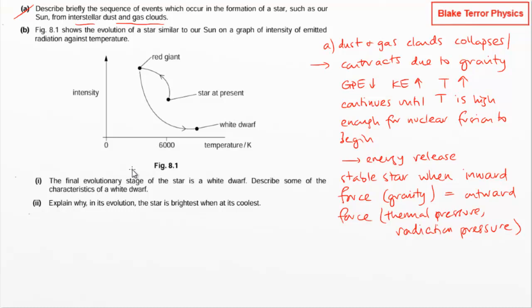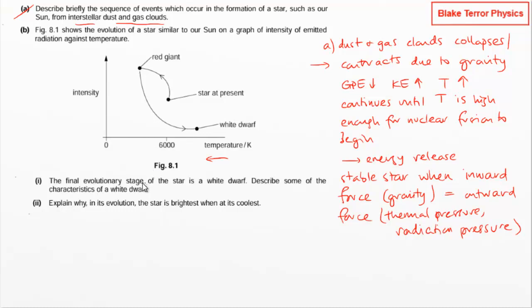Part B, figure 8.1 shows the evolution of a star similar to our sun on a graph of intensity of emitted radiation against temperature. Okay, so this is a cut down version and backwards version of an HR diagram. Now remember, on the Hertzsprung-Russell diagram we normally have temperature going the other way. So they've changed things around here, which is why the white dwarf has ended up on the bottom right rather than the bottom left. But, you know, similarities anyway.